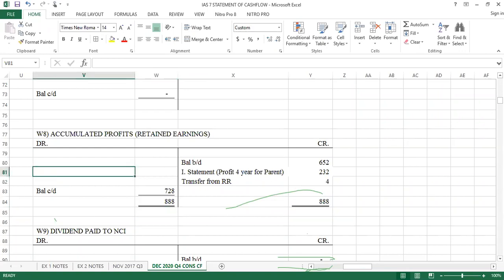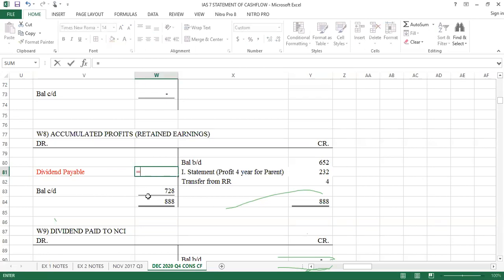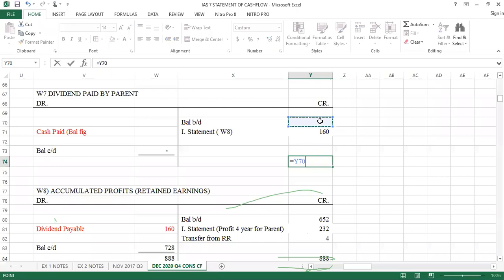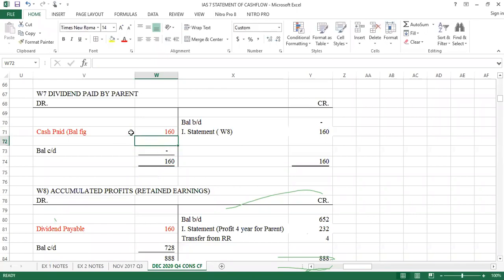So the answer we get is dividend payable. Now this dividend payable, because there was no opening, there was no closing, remains the same. So the income statement value is equal to this 160. Because there was no opening and closing, what was payable is what was paid. But if there is an opening balance, what is payable is not what was paid, so it is 160 minus this amount if it is there. So this is 160.